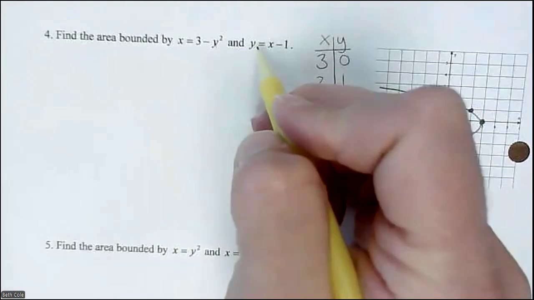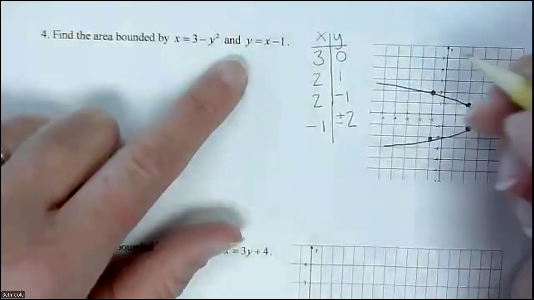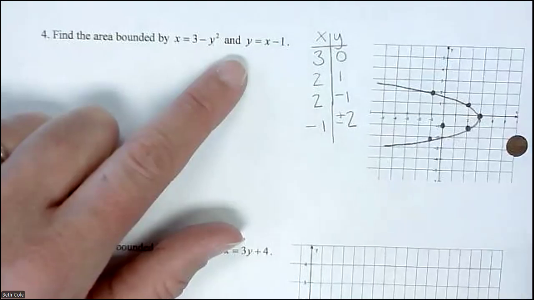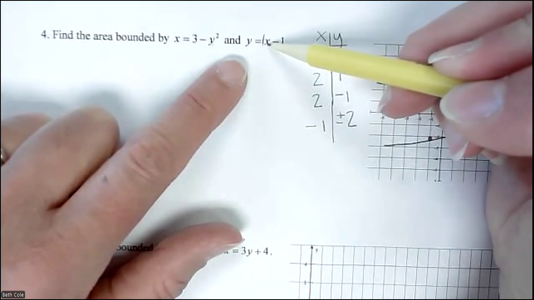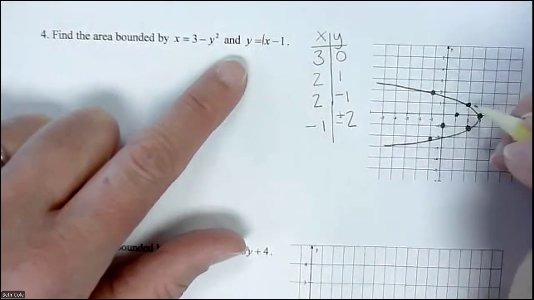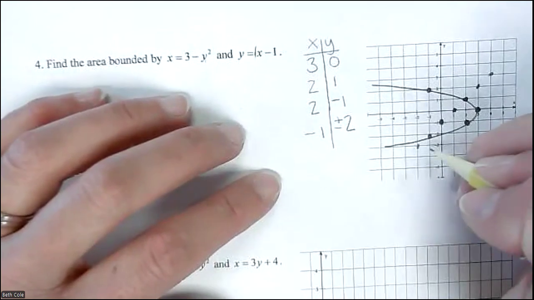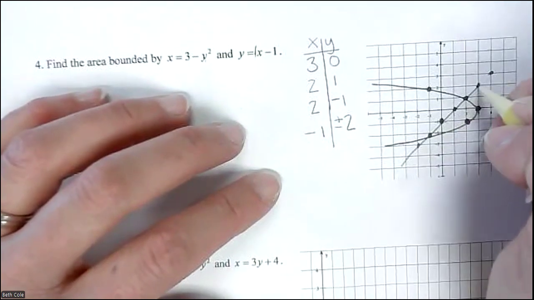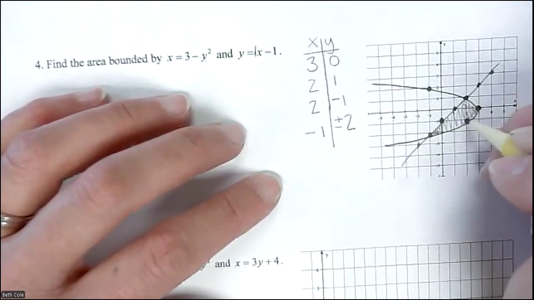All right. Now this one, y equals x minus 1. So we're going to start at -1. So right there. And your slope is 1. So up 1 over 1. It's going to look like this. So this is the shape that we're finding the area of.